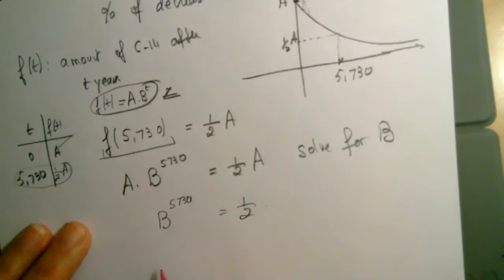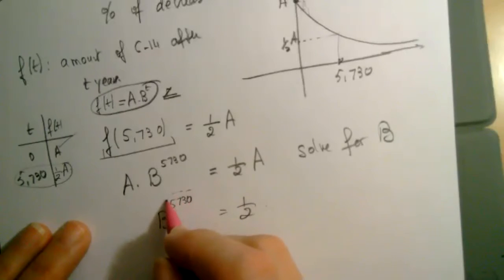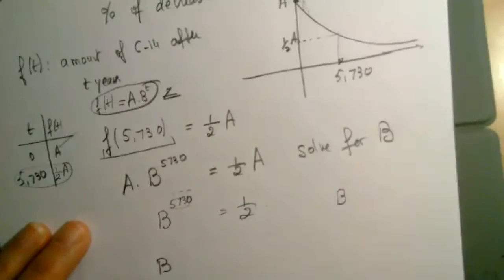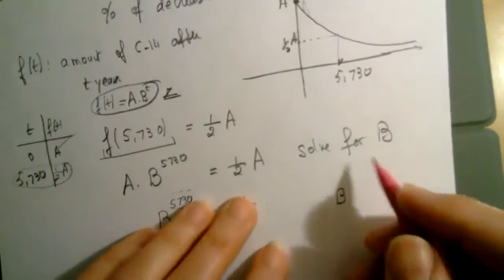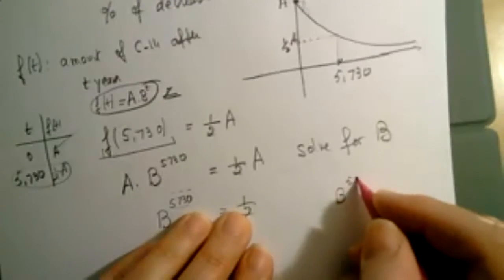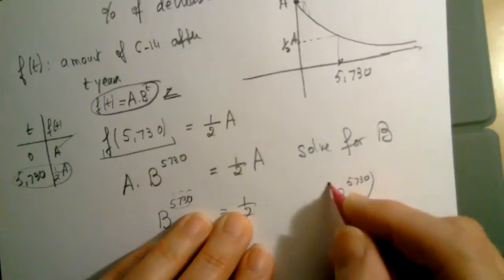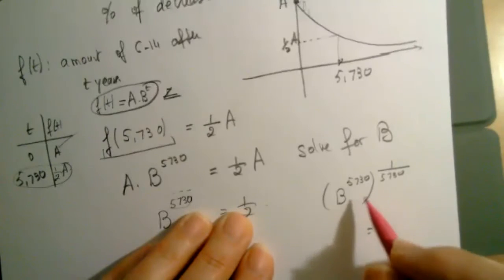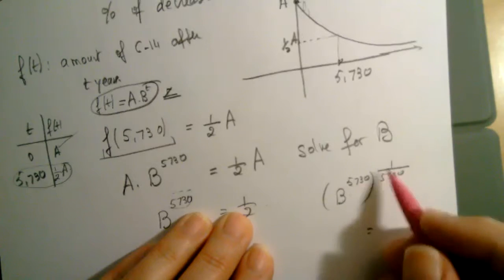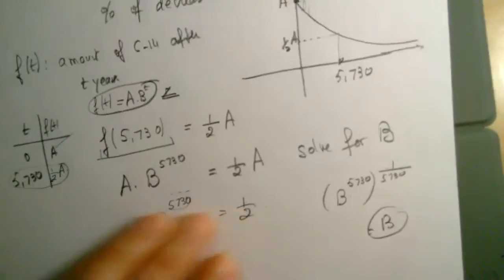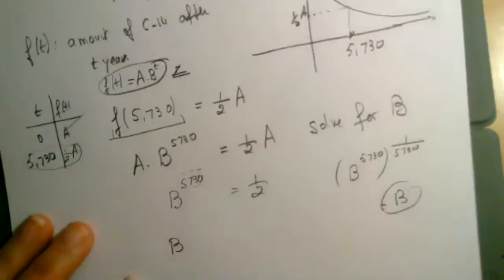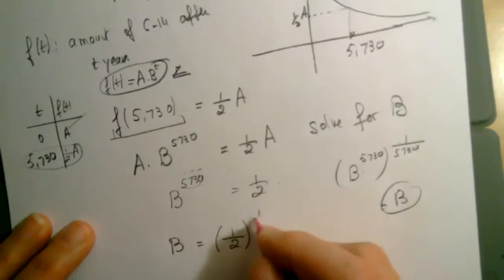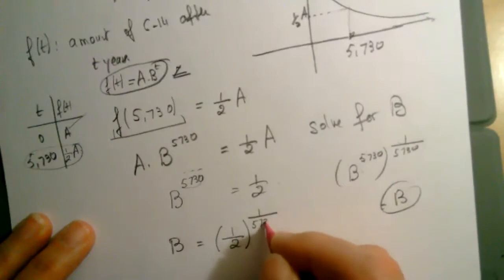So it means I want to get rid of this power. The way we're thinking is as follows. If you have 7 to the power 30 and you raise it to the power 1 over that, you multiply the powers, and this will give you the b back. So that's how I am trying to get my b back. So it will be 1/2 to the power 1 over that number.